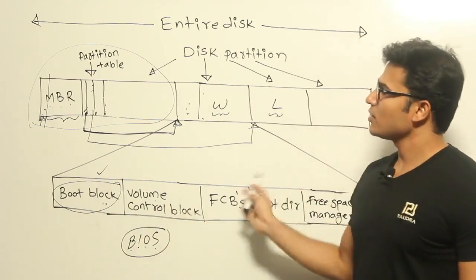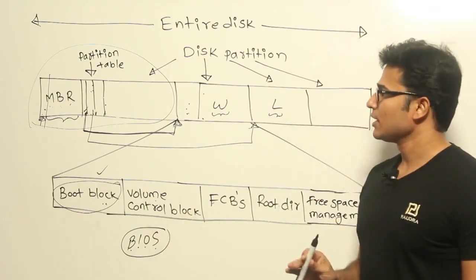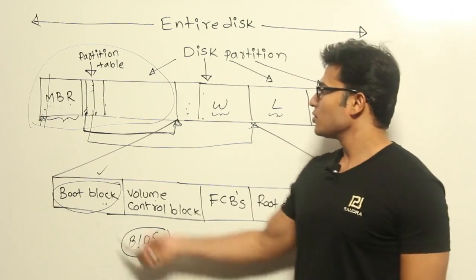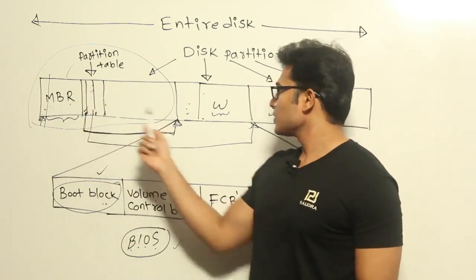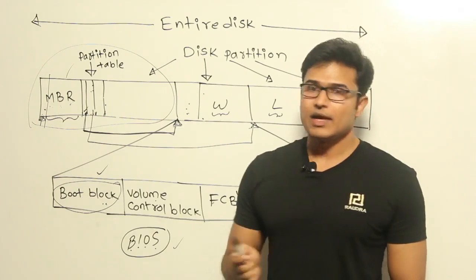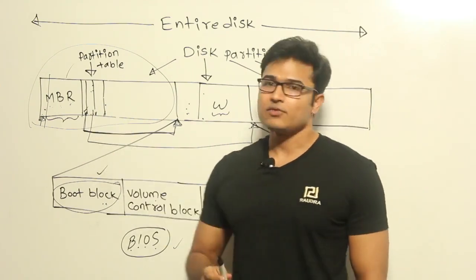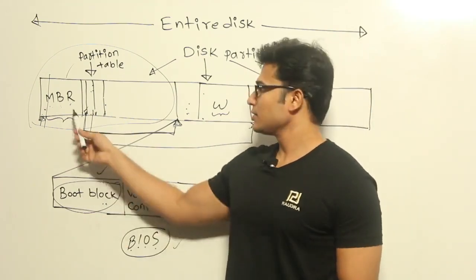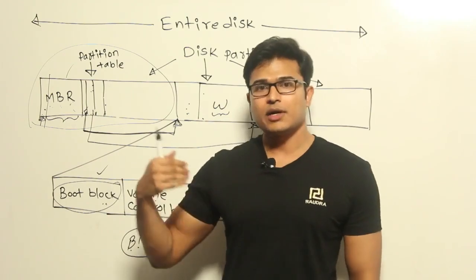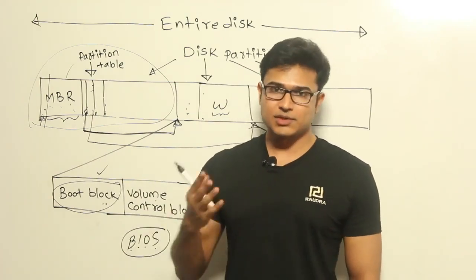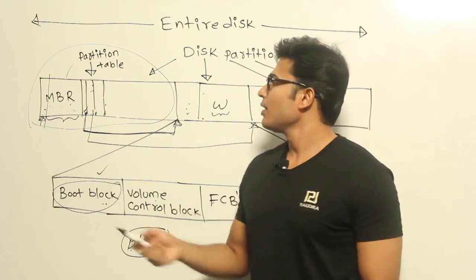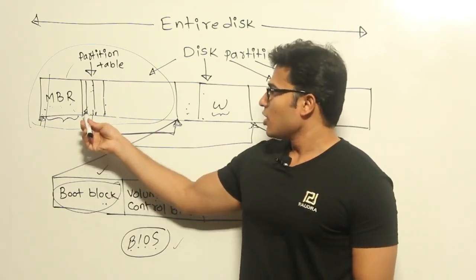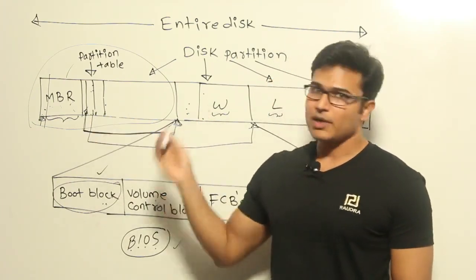In this diagram, what I want you to understand in this video is that BIOS is going to load the MBR, and the MBR is going to contain all the information about how many partitions there are and what the starting address of each partition is. Also it can show you a menu about which partition you want to choose and work with, which means whether you want to load Windows or Linux or whatever operating system you have.